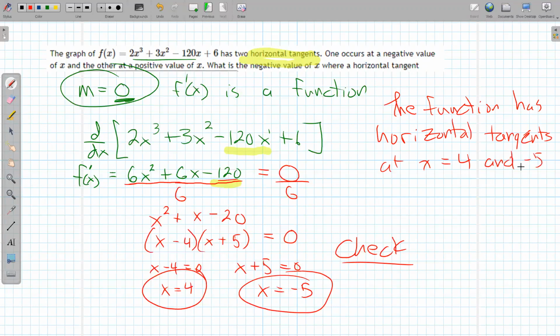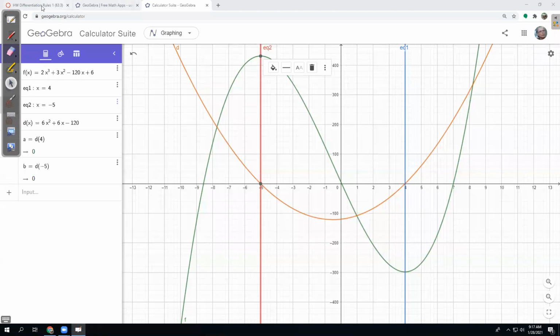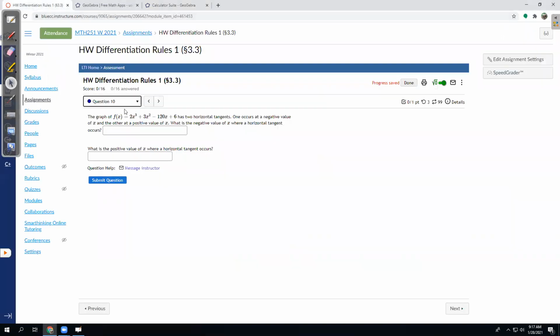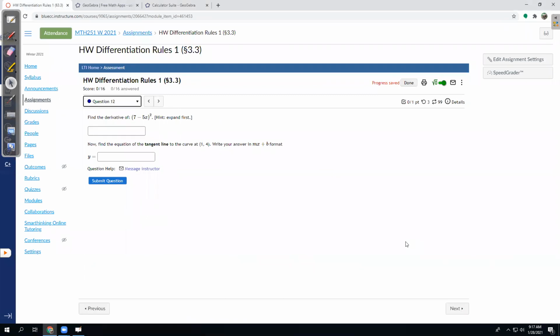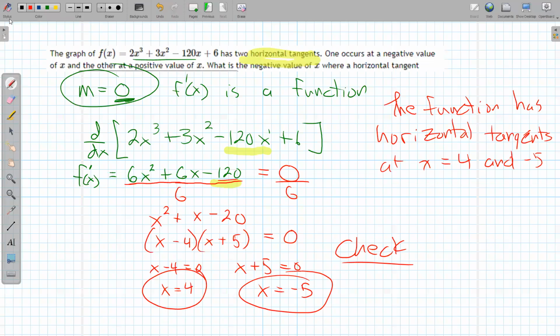All right, a couple more questions. We got number 12 and number 8. Okay, so we got that one. Let's check out number 12 next. Find the derivative, hint: expand it first. So you've got to multiply that out. That's it, and then it's not too bad from there. So 7 minus 5x squared.